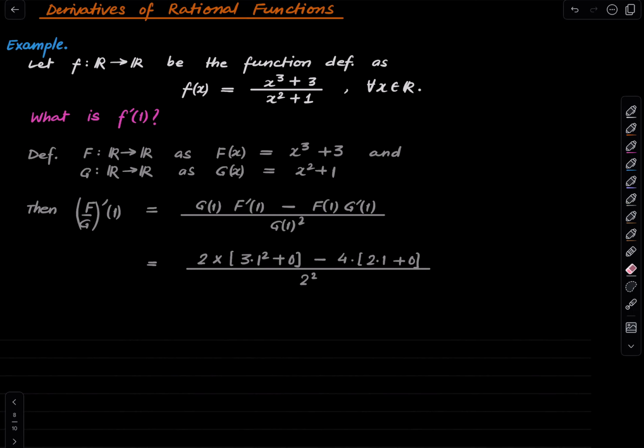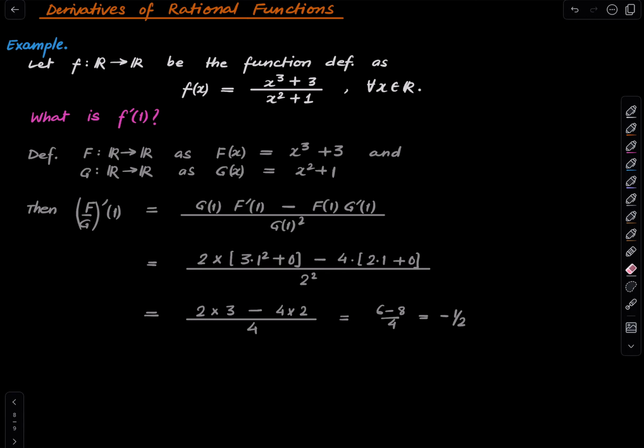So that's our answer. Let me compute it. So this is 2 times 3 minus 4 times 2 divided by 4. 6 minus 8 by 4, which is minus half. So that's your answer. You can do this exercise for an arbitrary x. It will be a cumbersome expression.